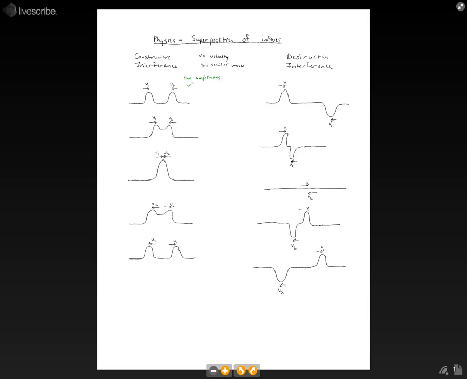And constructive interference basically means that we have two amplitudes with the same sign. And so what this means is that they're really on the same side of the wave here, so when they come together they should add to each other.